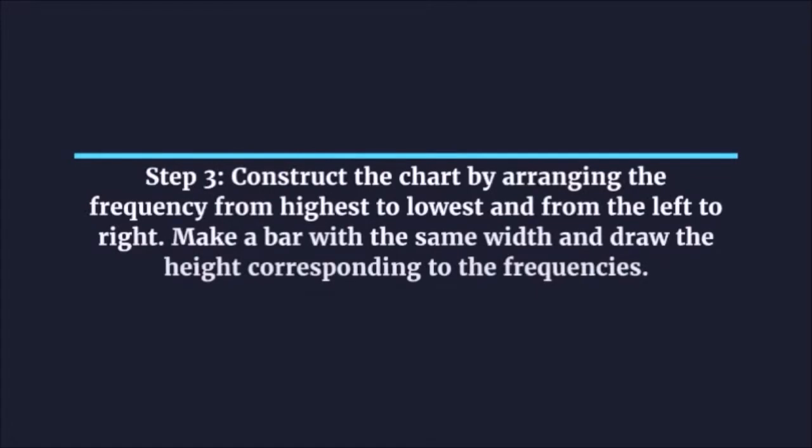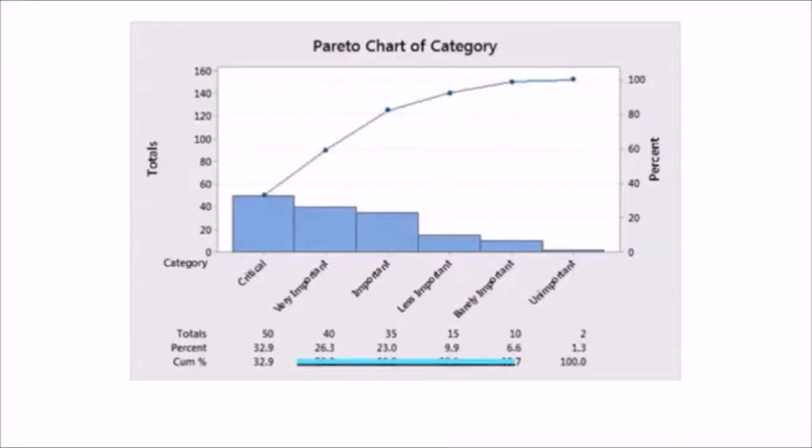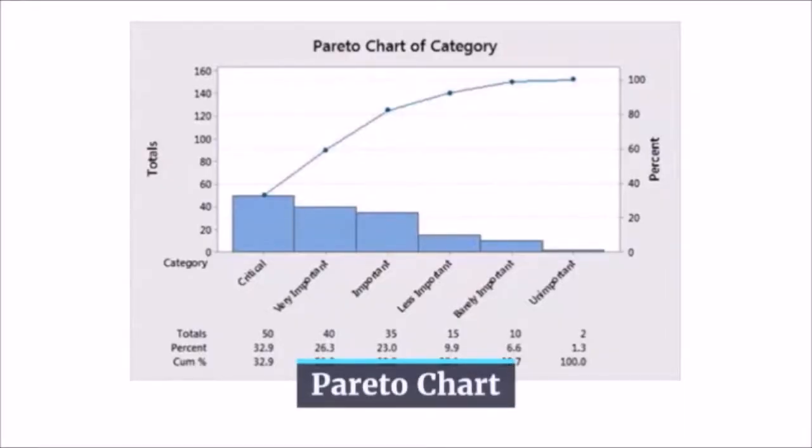Construct the chart by arranging the frequency from highest to lowest and from left to right. Make a bar with the same width and draw the height corresponding to the frequencies. Again, this is how a Pareto chart looks like.